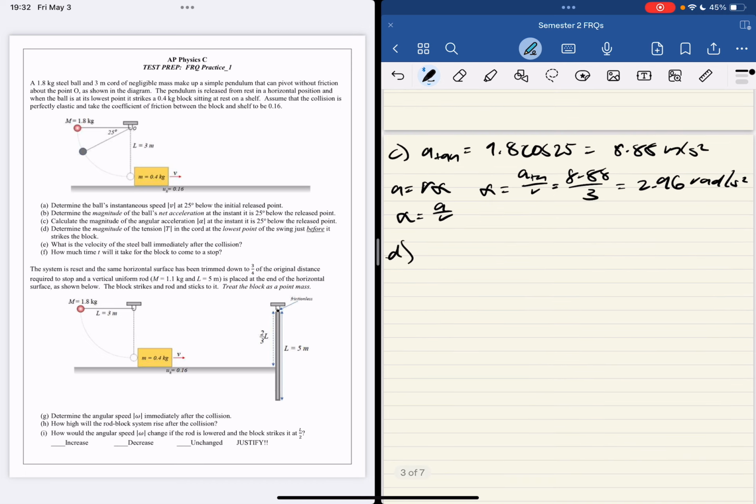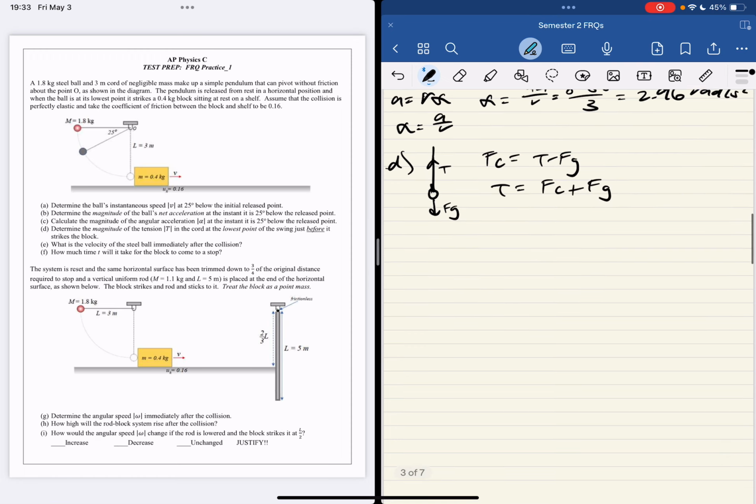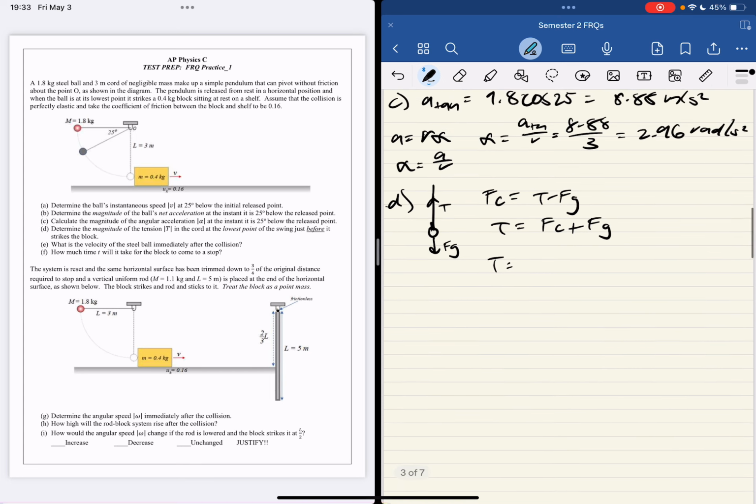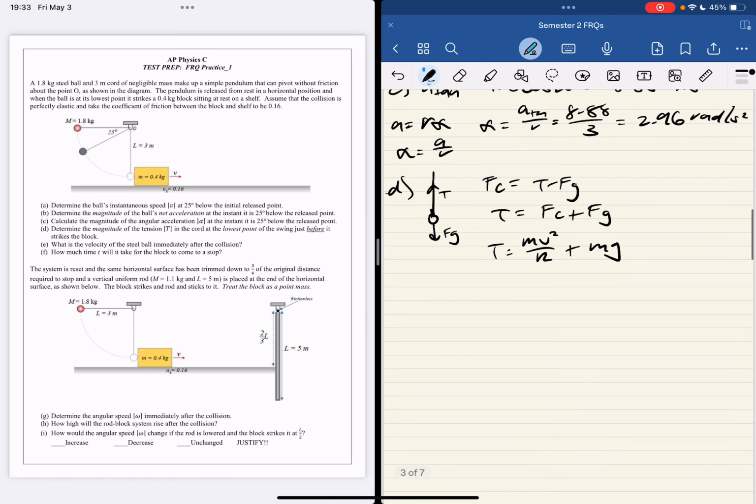They want the tension at the lowest point. So we know there's going to be an F_c, that's the net. And we have a T pointing up and an F_g pointing down. So we set up net force. So F_c is equal to T minus F_g. We want T, so T equals F_c plus F_g. We know that F_c is going to be mv squared over R, and our F_g is going to be mg, and then they want the tension at the lowest point, so we're going to have to solve for velocity again.